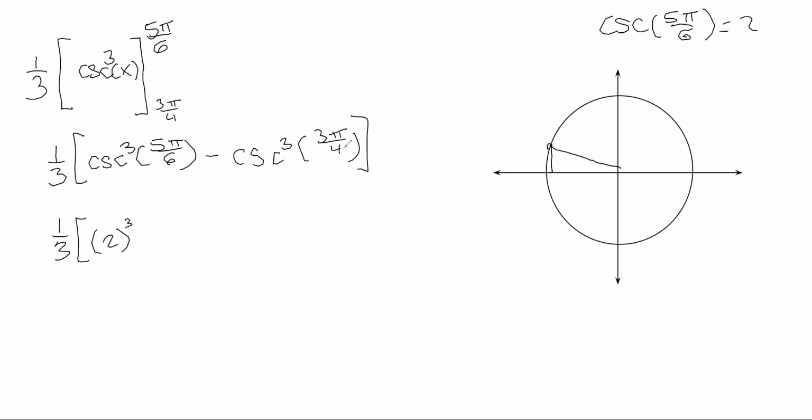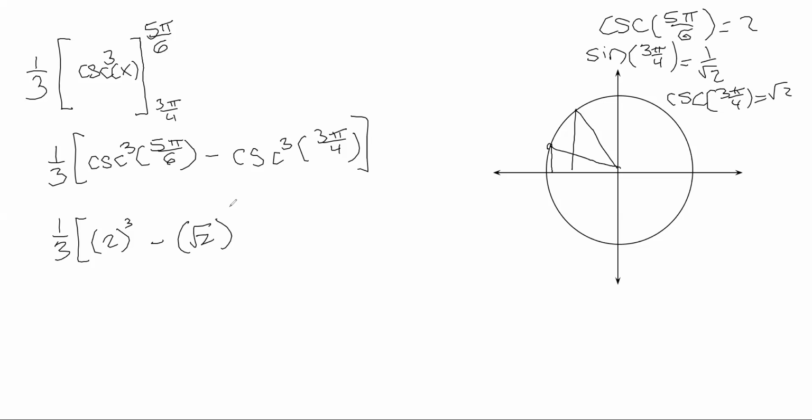And then we're going to do the same thing with 3 pi over 4. So 3 pi over 4 looks like this. It's going to be in the same quadrant where x is still going to be negative and y is still going to be positive. We want to do the same thing. We want to take the sine of this. So if the sine of 3 pi over 4 is positive 1 over square root of 2, that means that the cosecant, which is the reciprocal of sine, is just going to be square root of 2. So we have square root of 2 to the third power.